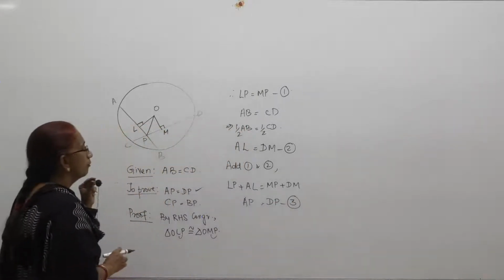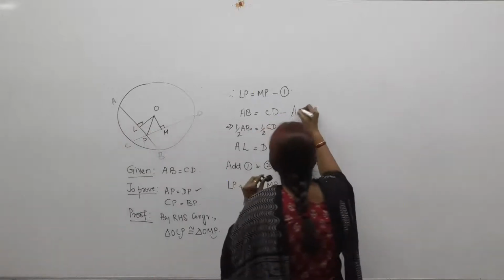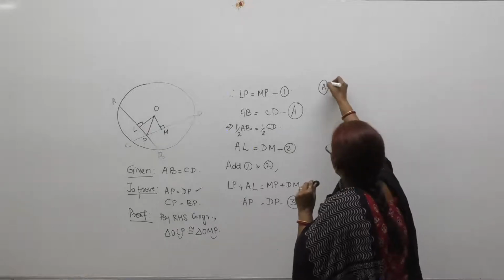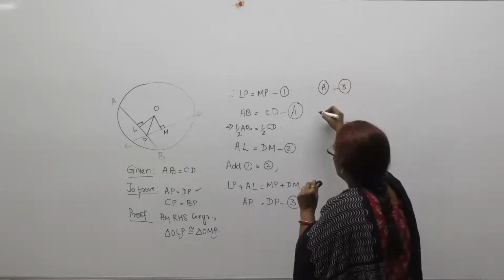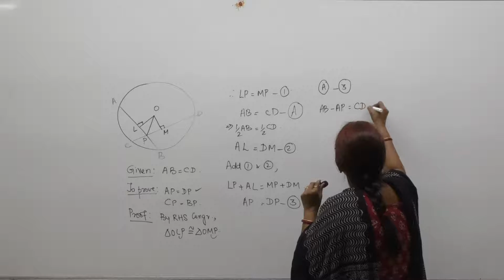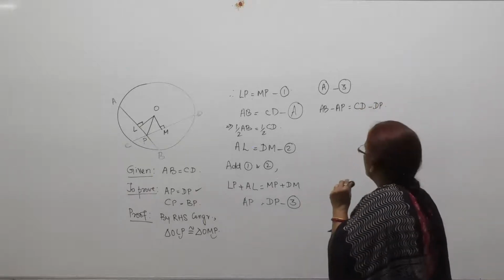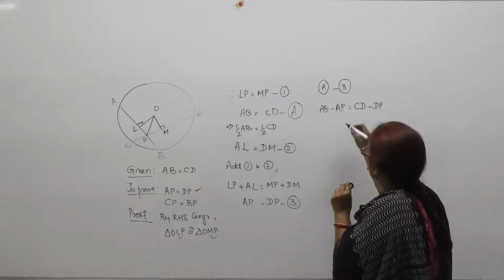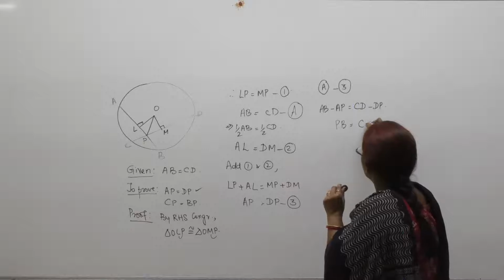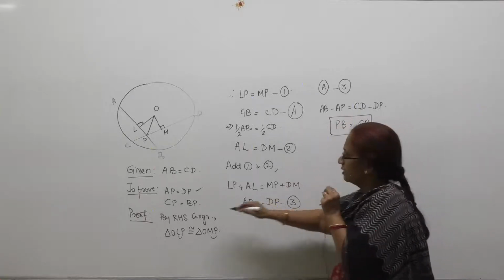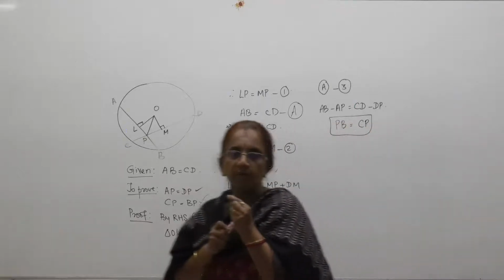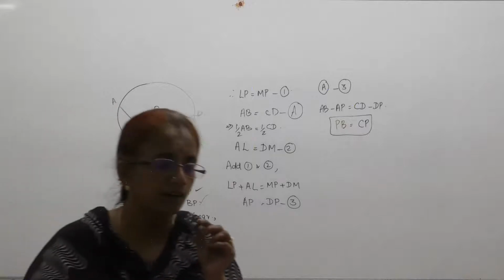Now from AB equals CD, let us mark this as A. Now do A minus 3. When you do A minus 3, you'll get AB minus AP equals CD minus DP. What is AB minus AP? It is nothing but PB. What is CD minus DP? It is nothing but CP. So we have now proved that BP equals CP. This is also proved. So that ends this problem. This is also a very simple problem. Did you understand, both of you?